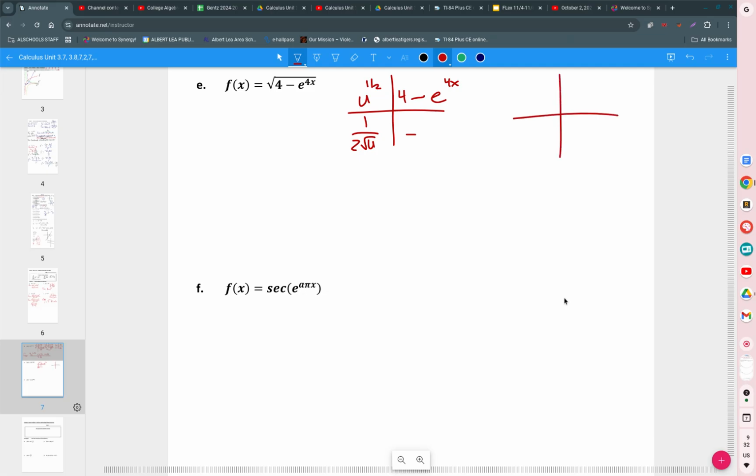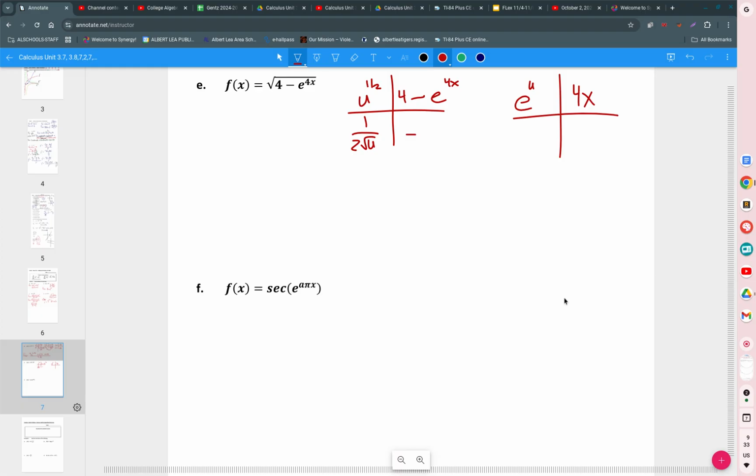But now I need the derivative of e to the 4x. And this is where people make their mistake on their test. I'm trying to be very transparent with you about what people do well and what they don't. Sometimes people don't see that you need the chain rule. Again, we know the derivative of e to the x is e to the x. But if it's e to something else, then we need the chain rule.